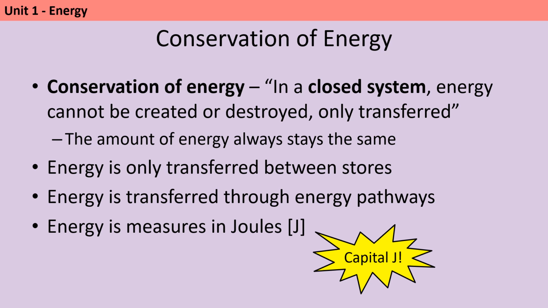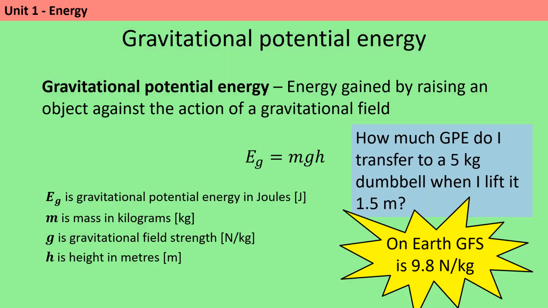So conservation of energy just means that in a closed system, in other words, in a system where no matter and no energy can get in or out, then energy can't be created and it can't be destroyed, it can only be transferred. So we can go from one store to a different store, but the overall amount of energy must remain the same. We also need to know that energy is always measured in joules with a nice capital J.